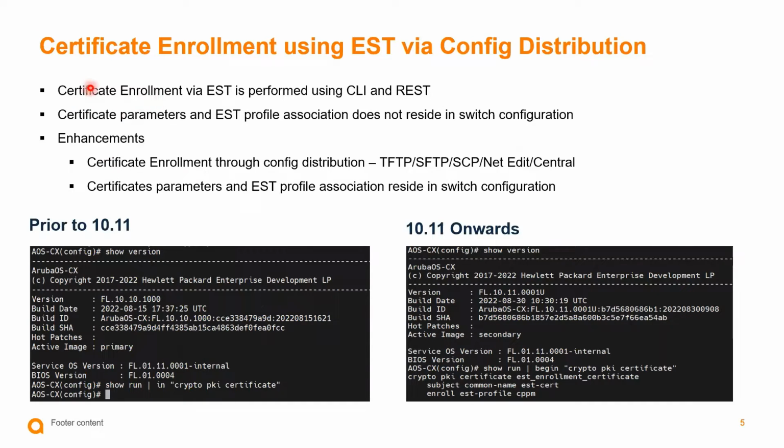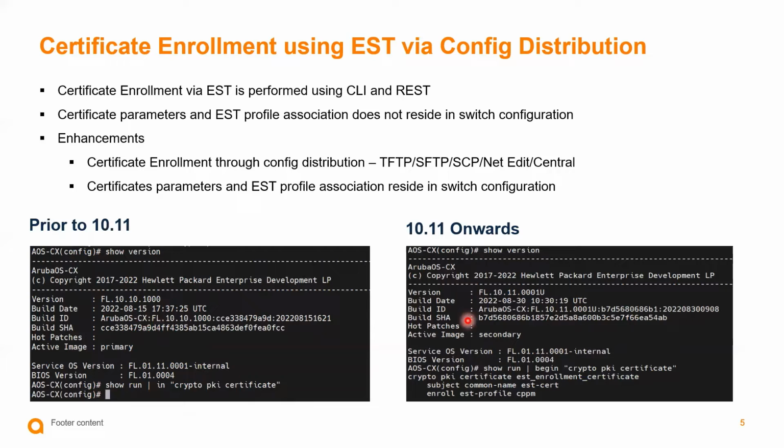Now, certificate enrollment using EST via config distribution is an enhancement added to the existing EST feature from the 10.11 release. We can perform certificate enrollment using CLI and REST via EST. But these certificate parameters and EST profile association do not reside in our switch configuration. In the screenshot below, taken prior to the 10.11 release, we could not find any certificate parameters or EST profile association CLIs.